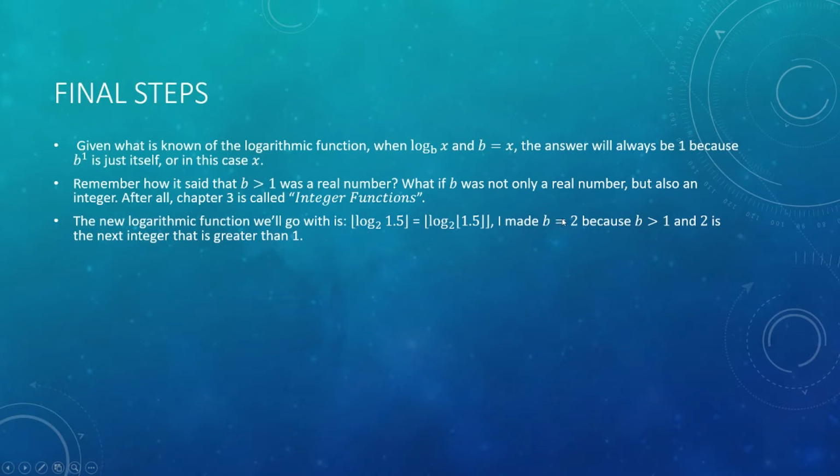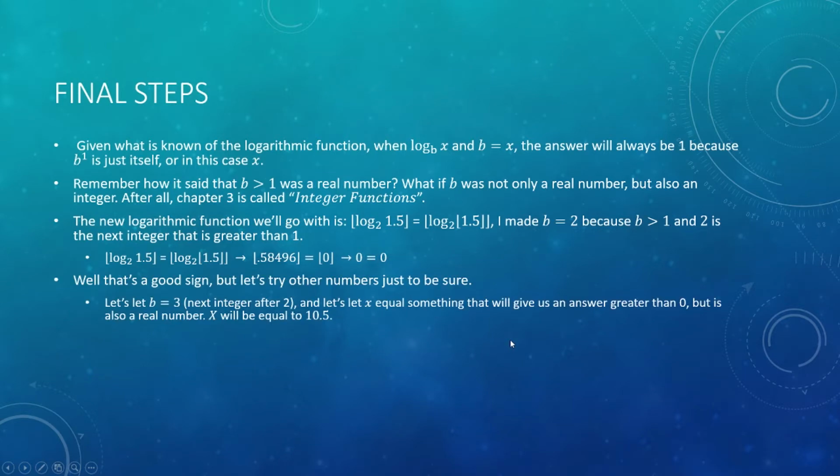The reason I made b equal 2 is because b has to be greater than 1, and 2 is the next integer that is greater than 1, because remember, integers can't be decimals. So that's the logic I went with. So floor of log base 2 of 1.5 equal to, we're going to see if this is actually true. The left-hand side will turn into 0.58496. And if you remember, when we have that floor function, you just round down. No matter how high the number is, you round down. It is equal to 0 on the right-hand side, which obviously 0 is equal to 0. That's a good sign, but you never know until you try everything, right?